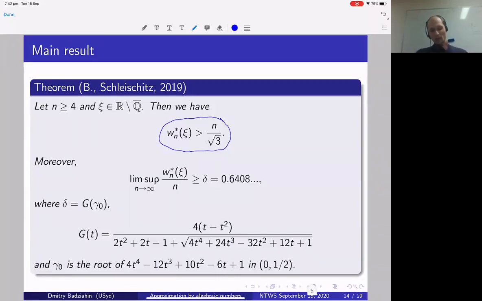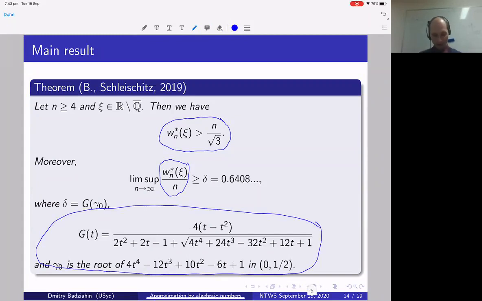And moreover, if we consider the ratios w n star of xi divided by n, then the lim sup of these ratios is even bigger. It's at least some delta, which is approximately 0.6408 and so on. And here you can see the formula for this delta, but you don't have to remember it. I don't remember it. It comes from the proof and it's very technical. So it's some delta which is bigger than 1/3.